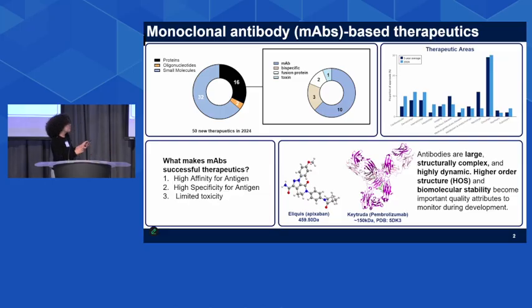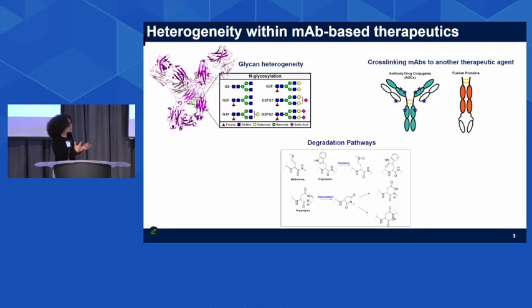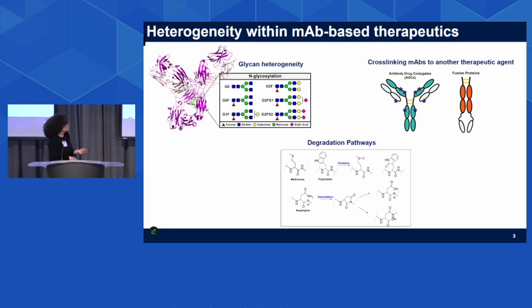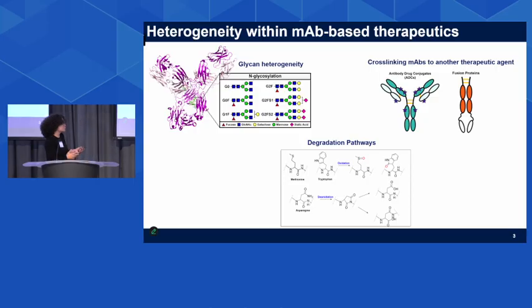And not only are these intrinsically more complex than small molecules, being proteins, they're susceptible to differences in their post-translational modifications. An example of this is their glycan composition. These are glycoproteins, and we can have a variety of differences in the chemical composition of their glycans. These are also susceptible to degradation pathways, which can affect the efficacy and safety of our product. The two most common degradation pathways are oxidation of the methionine and tryptophan residues, as well as the deamidation of the asparagine residues.